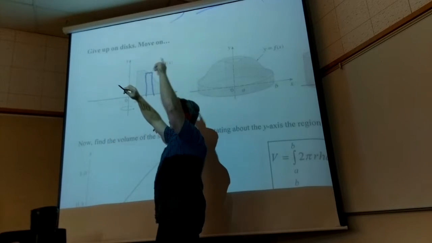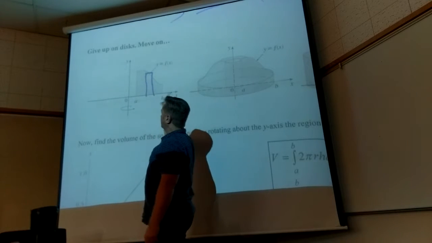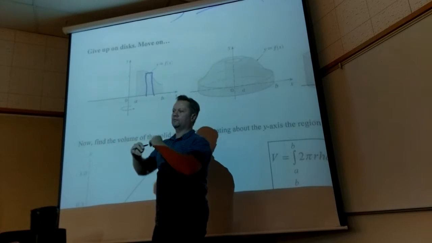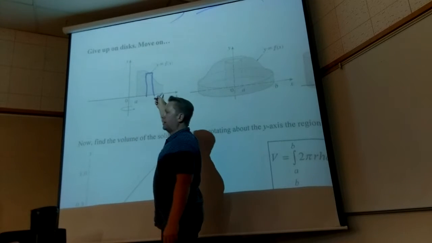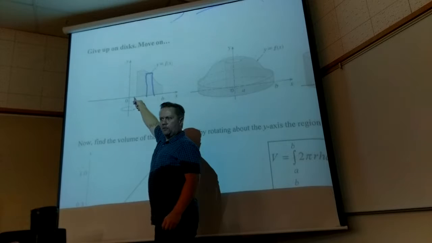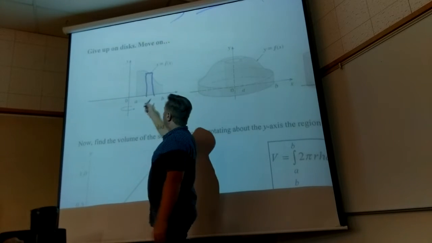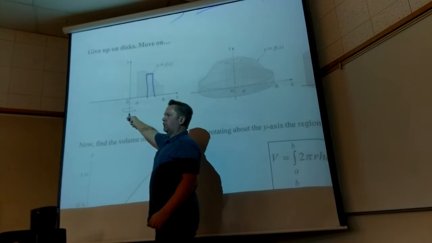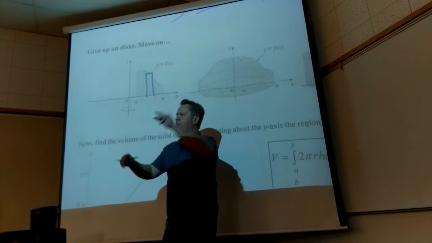So the rectangles will always stand up parallel to the axis you're rotating around. They'll stand on the other axis, the one that's perpendicular. So I'll locate this rectangle on the other axis, not the one I'm rotating around. That's what makes it have to be dx if I'm rotating around y, and vice versa. I love this idea of disks.